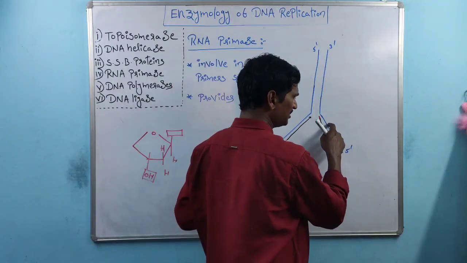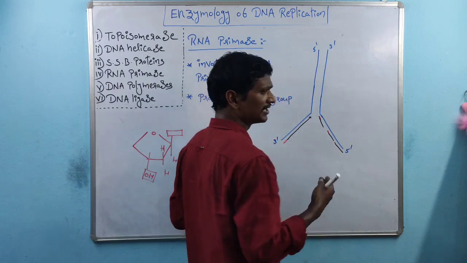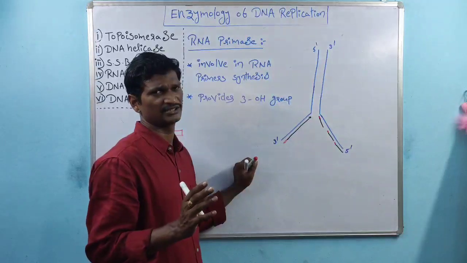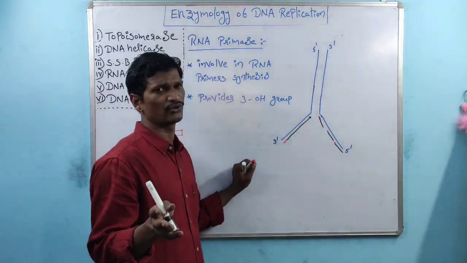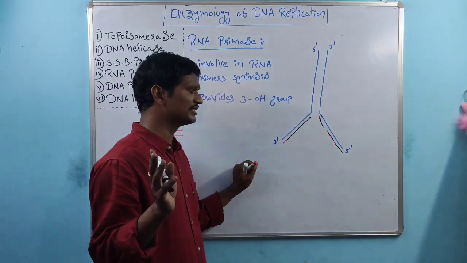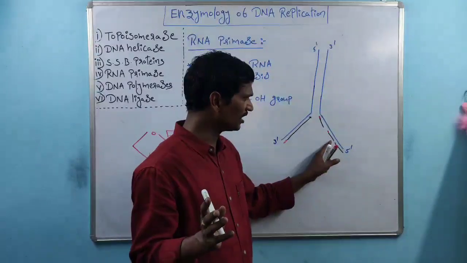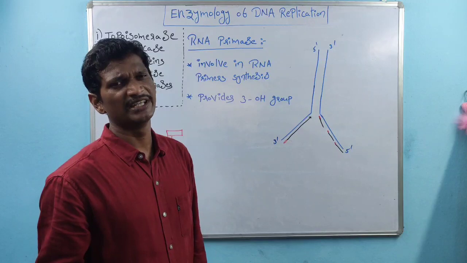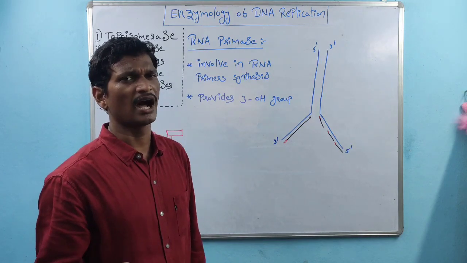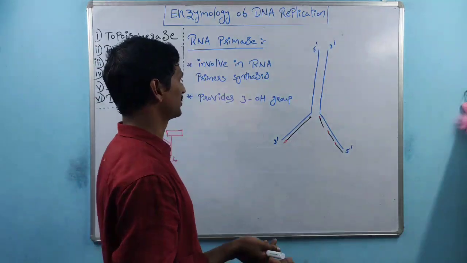And this is the other strand. That strand is called the lagging strand. The lagging strand synthesizes DNA as many bit-like structures. Each bit is called an Okazaki fragment, and each bit requires one RNA primer. So for the synthesis of the lagging strand, many RNA primers are required.